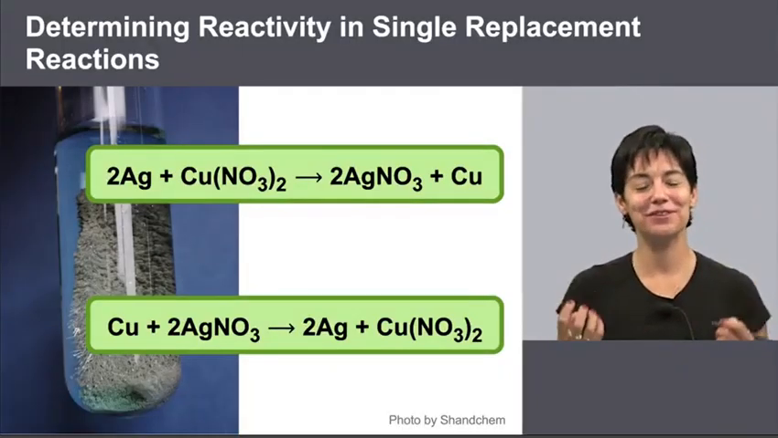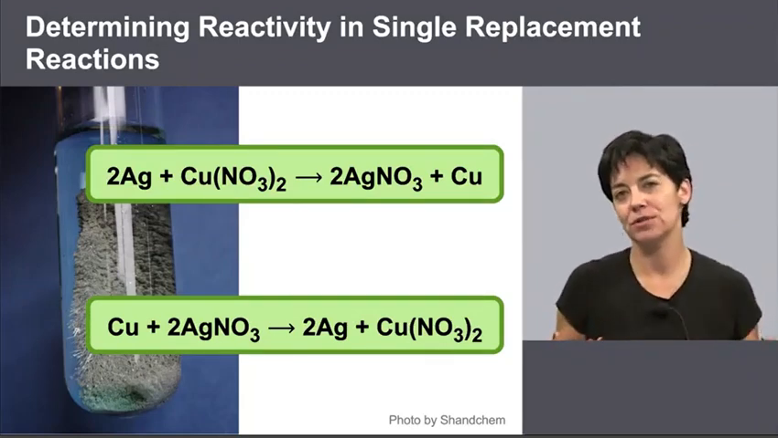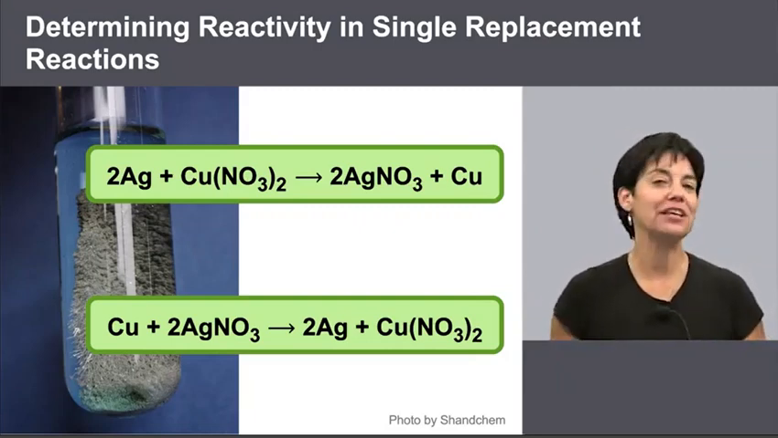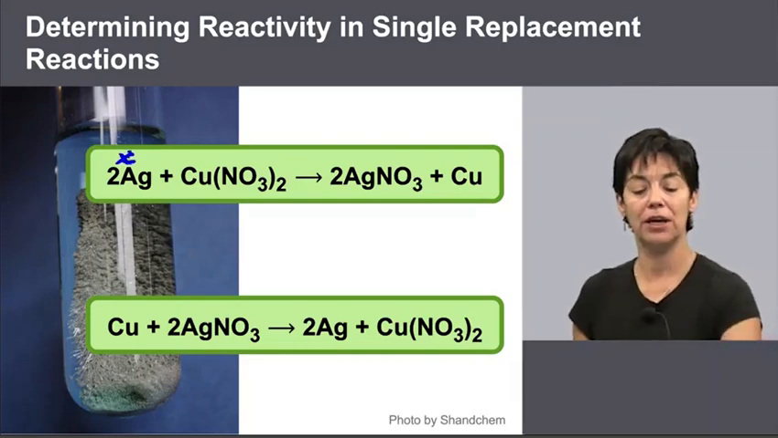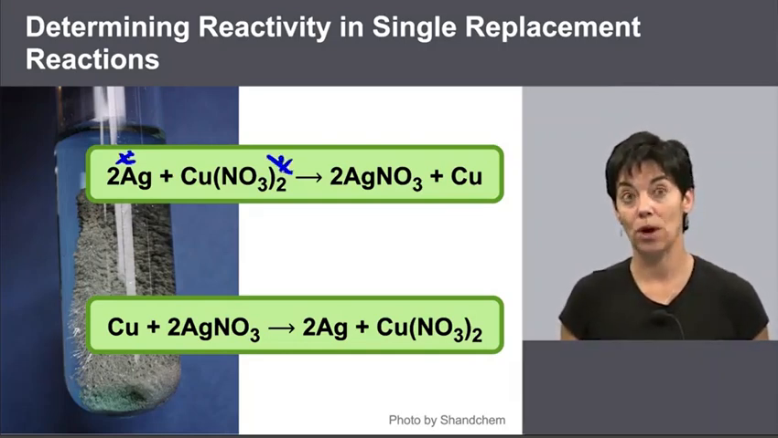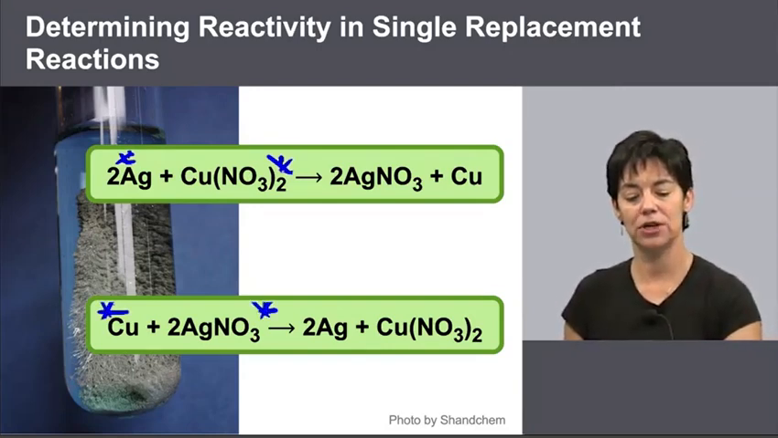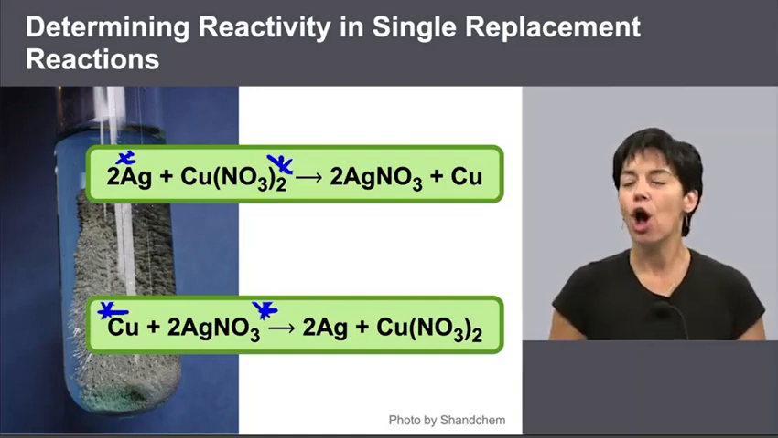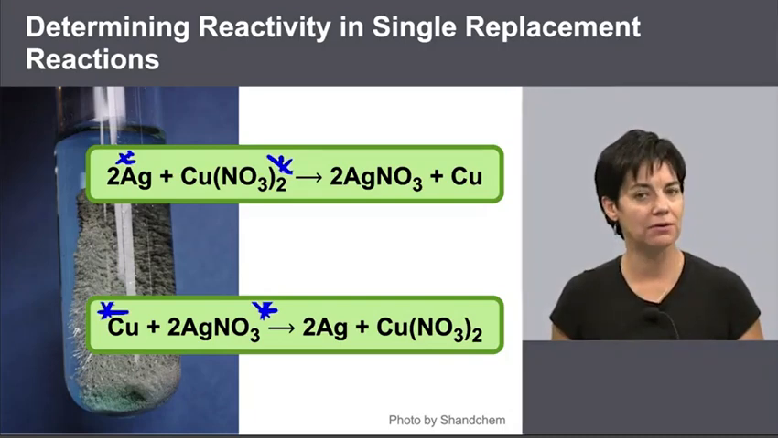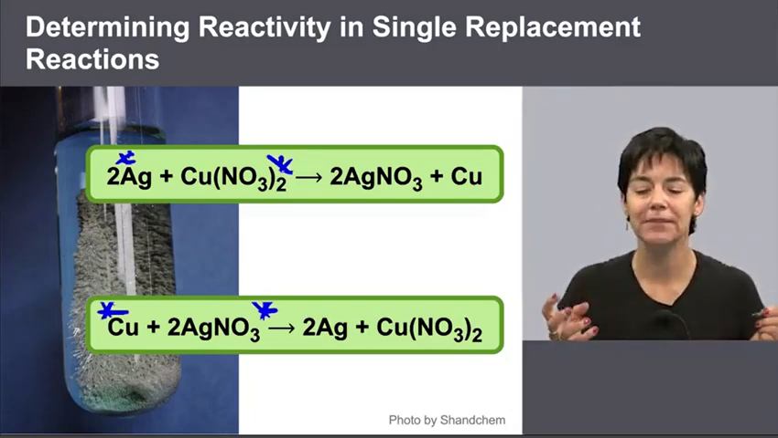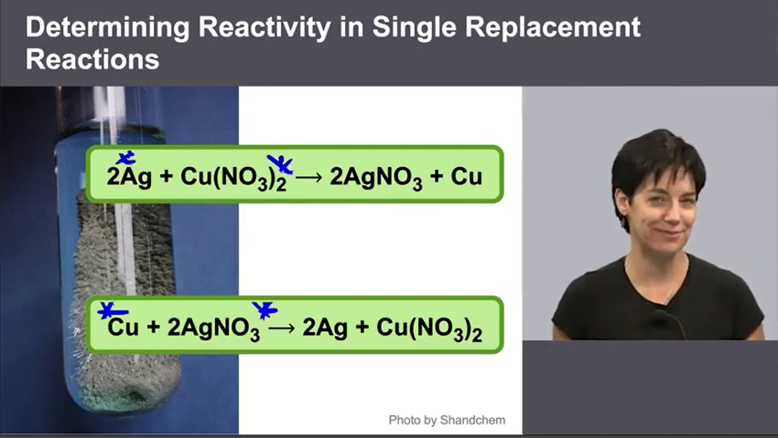Now you know that an element can replace an ion in a single replacement reaction. How do we know whether two substances are going to react? I call these the what-if equations. What if I took some silver and put it in a copper nitrate? What if I had a copper wire and put it in some silver nitrate? What would happen? Only one of these equations can proceed spontaneously, that is, without outside energy. But which one? Well, now you'll learn about a concept that chemists use to predict relative reactivity.